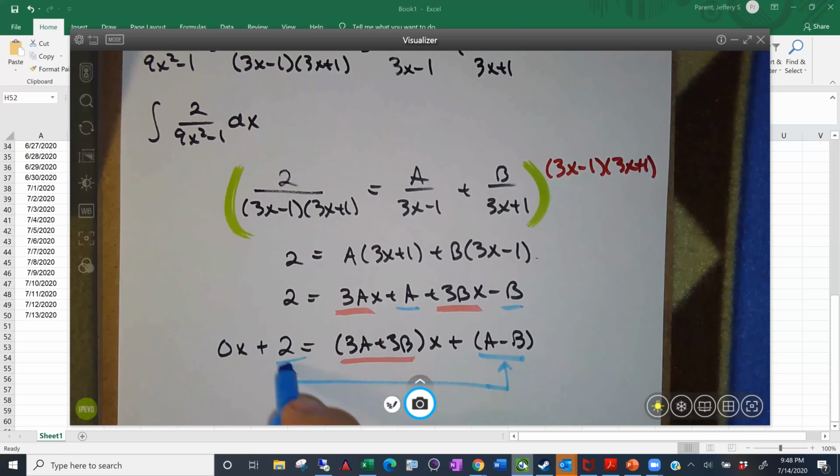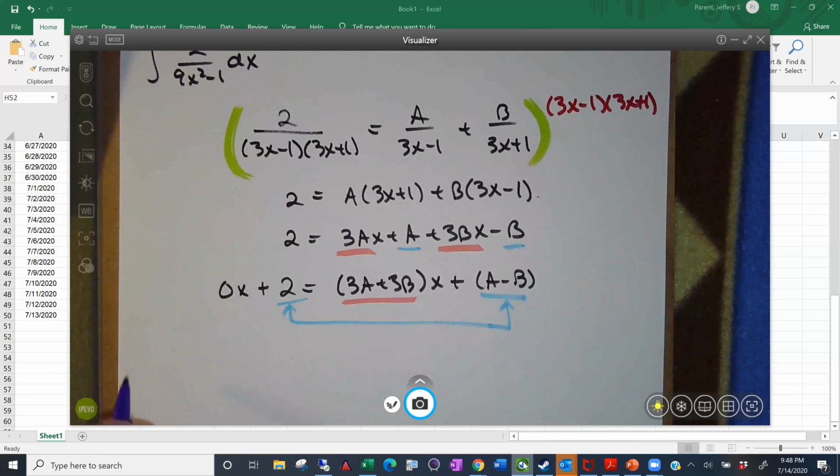So the constant terms have to be equal. The constant term on the left-hand side is 2, the constant term on the right-hand side is a minus b. Hey, that gives me an equation. That gives me 2 equals a minus b. So let's write that down. Let's put it down here. 2 equals a minus b.